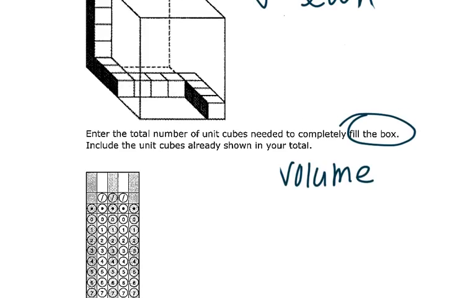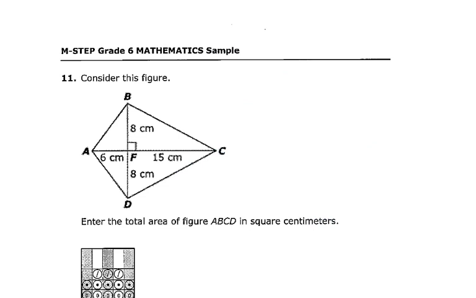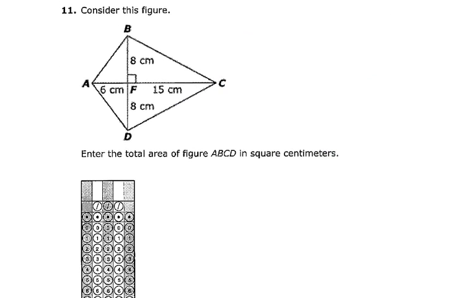Just want to make sure I didn't skip anything. Number 11. Consider this figure. So you have a kite-shaped figure right here, and you can break it up. This is a composite figure, remember? You're going to find the total area of the whole figure in square centimeters.